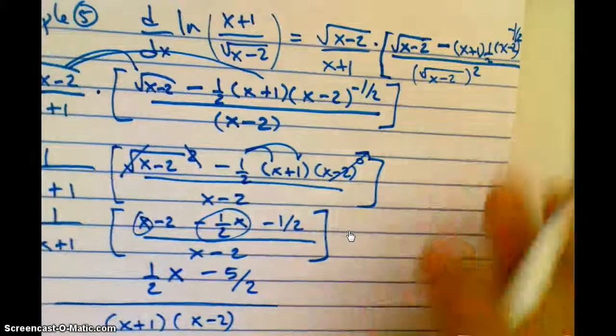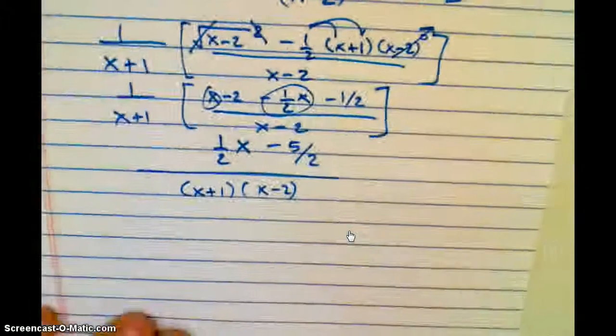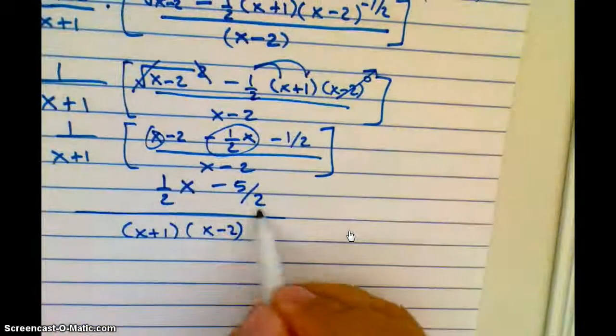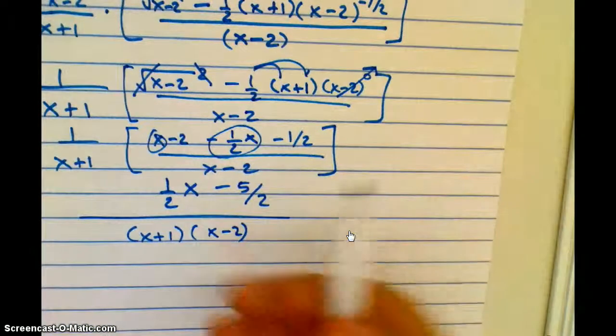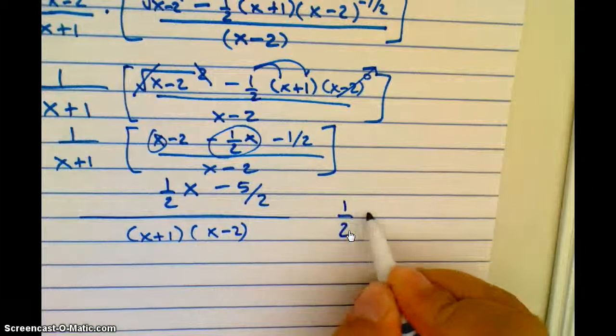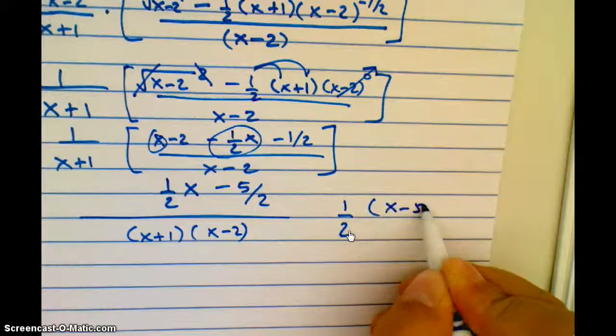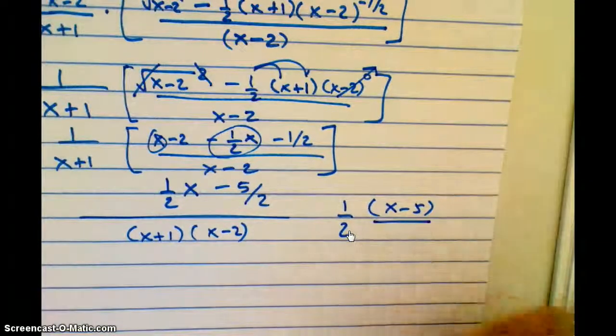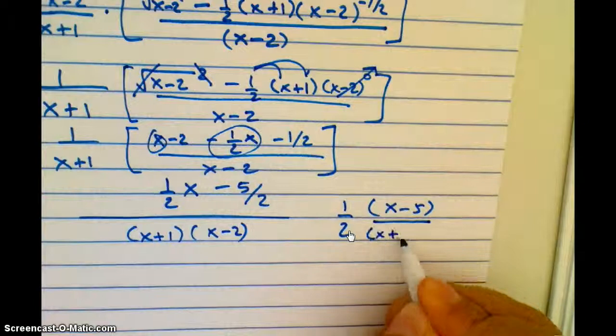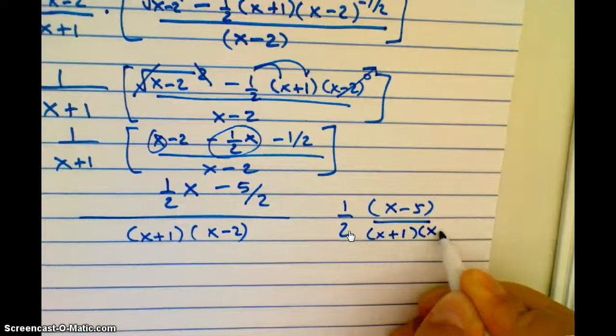Almost there. I notice that I have 1/2 in common in these two terms, so I'm going to factor it out. 1/2, and then inside I have x minus 5 left, and then over x plus 1, x minus 2.